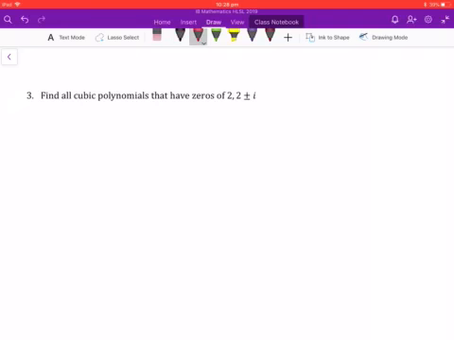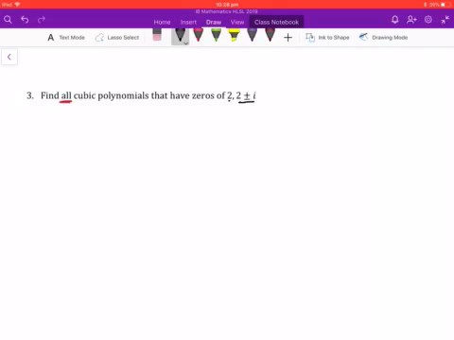Find all. Now remember we did this for quadratics. Basically the word all just means you have to look at every possible variation, which means you just multiply by a constant a at the end. So what we need to do is find, so we've got 2 and then 2 plus or minus i. So those are the three roots.